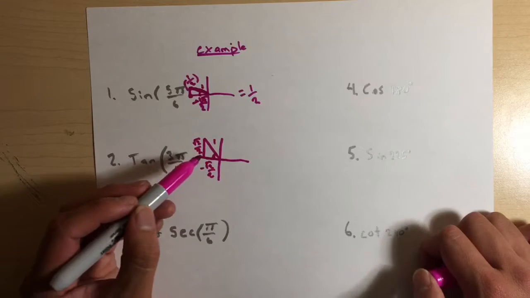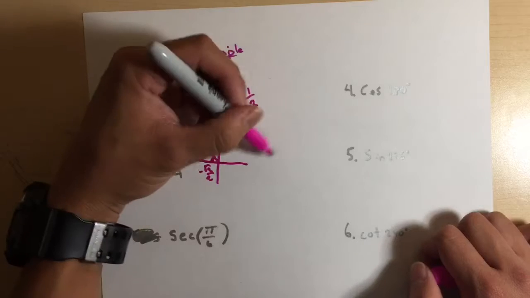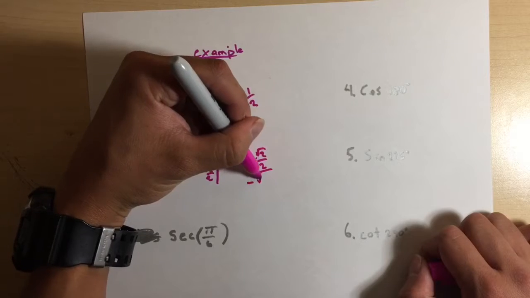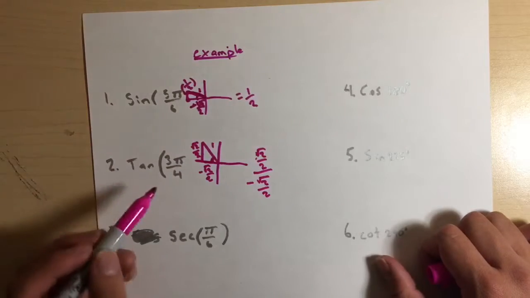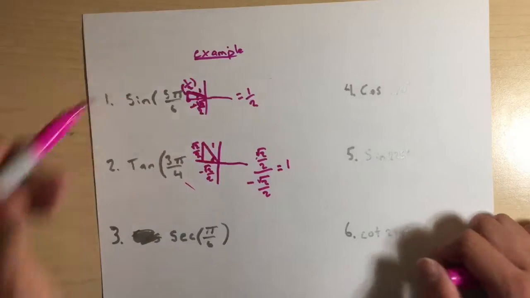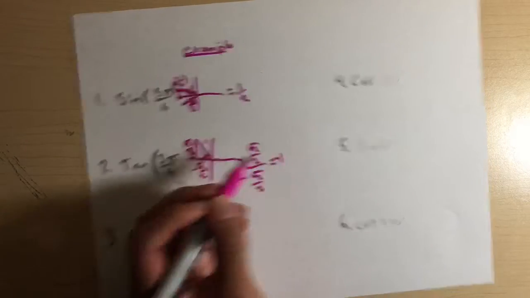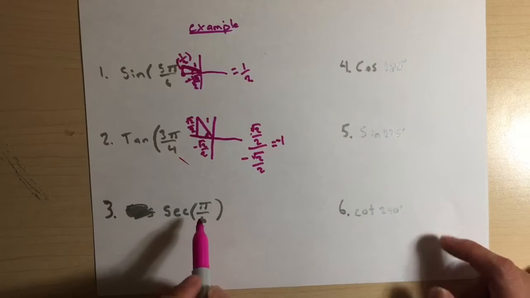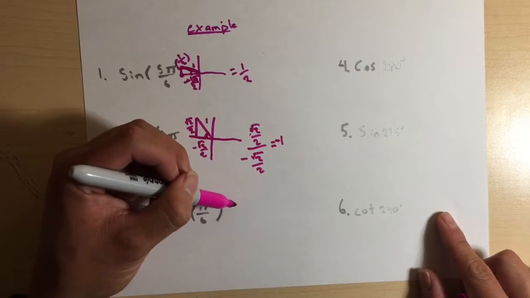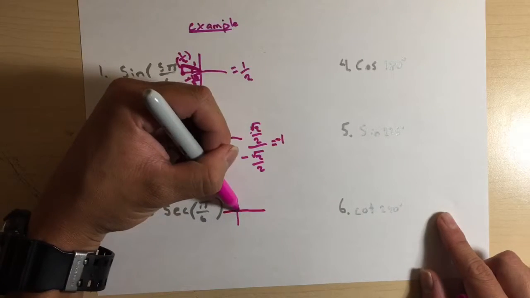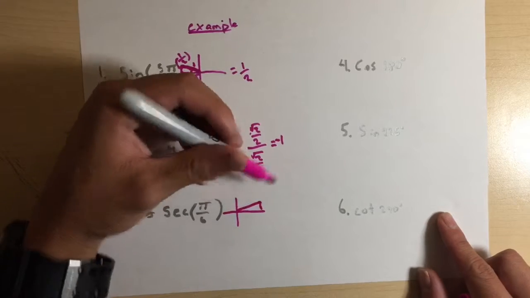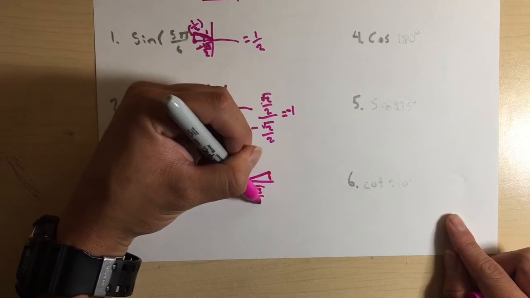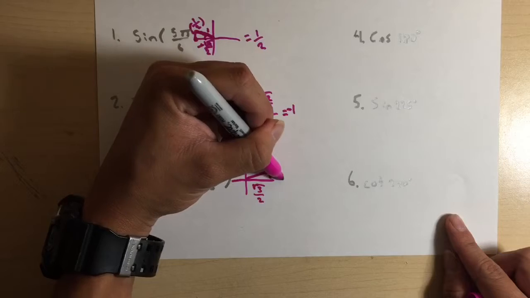So tangent is opposite over adjacent. So this would be rad 2 over 2 over negative rad 2 over 2. So tangent 3 pi over 4 equals negative 1. Alright, next we'll do secant of pi over 6. So first we have to find pi over 6, which is right here. So this side is rad 3 over 2, and this side is just 1/2.